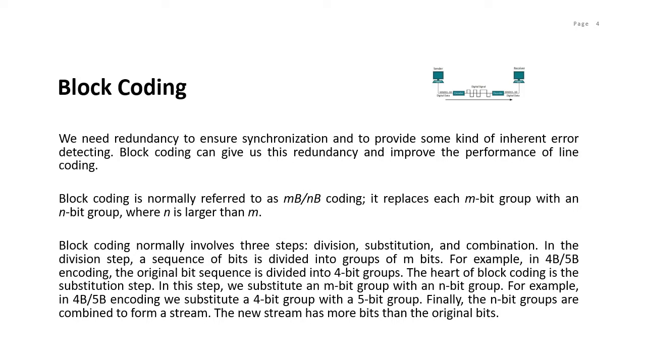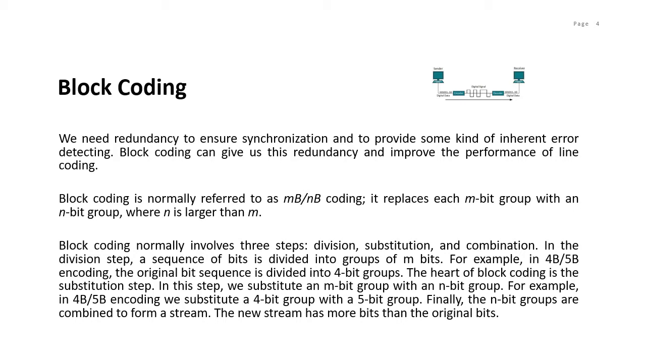The slash in block encoding, for example, 4B/5B, distinguishes block encoding from multi-level encoding that you saw in the previous video, for example, 8B6T, where it is written without a slash. Block coding normally involves three steps: division, substitution, and combination. In the division step, a sequence of bits is divided into groups of m bits. For example, in 4B/5B encoding, the original bit sequence is divided into 4-bit groups.